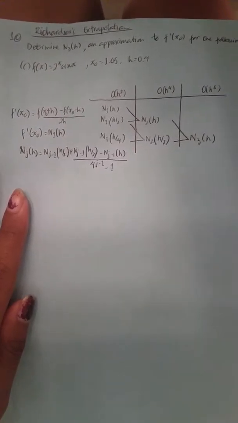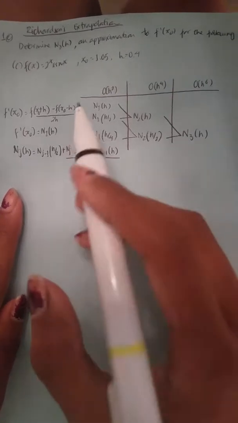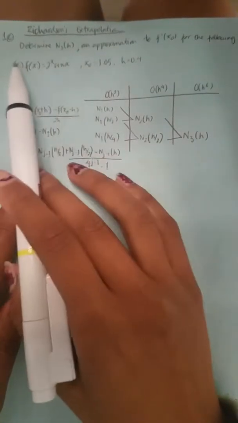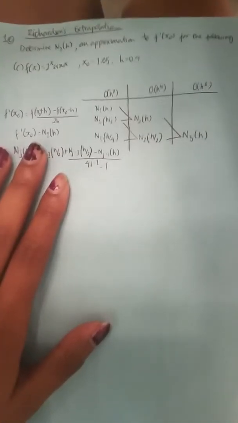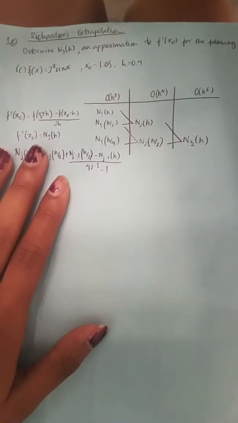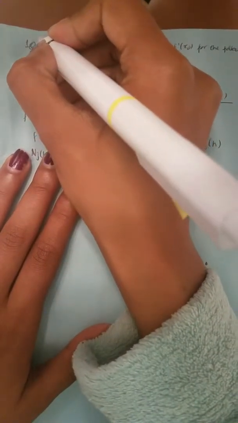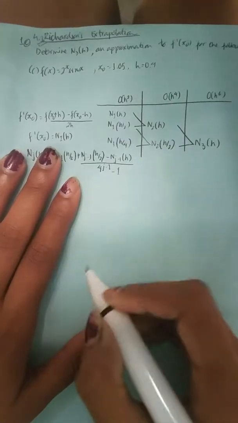Hey Wesley, this is 4.2 Richardson extrapolation. So extrapolation, okay, we're trying to find N3(h), which is an approximation for f prime of x naught. For the following, we're going to do 1c from the book, 4.2. Okay, let me write it down up here, 4.2.